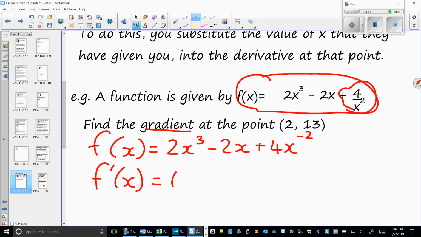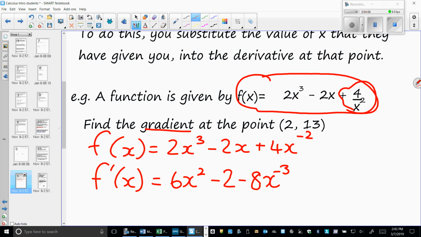Okay, Jamie. Is it 6x squared minus 2 minus 8x to the negative 1? No, you wouldn't put negative 1 there, because it's not negative 1. So what is it? It's 6x squared minus 2 minus 8x to the negative 3. Good.